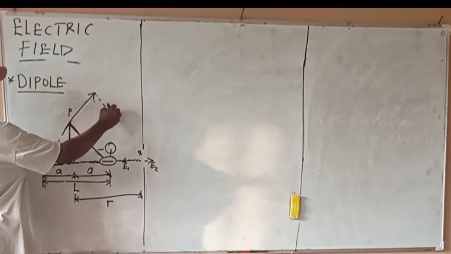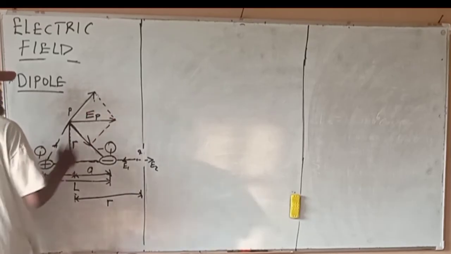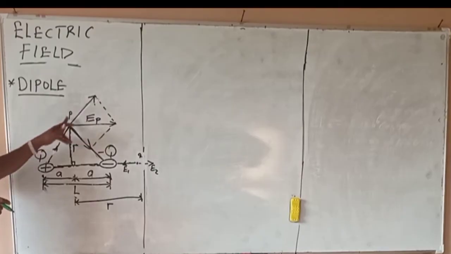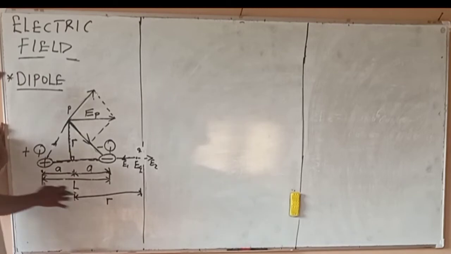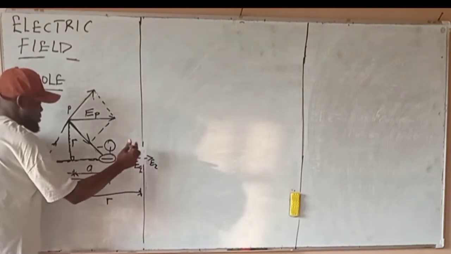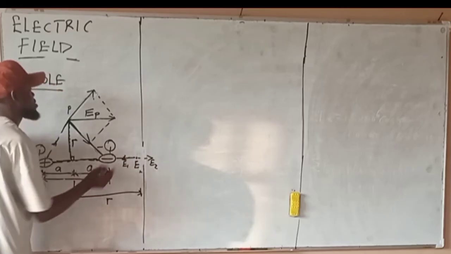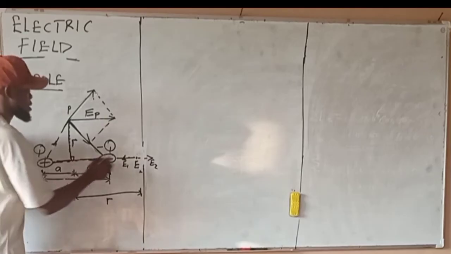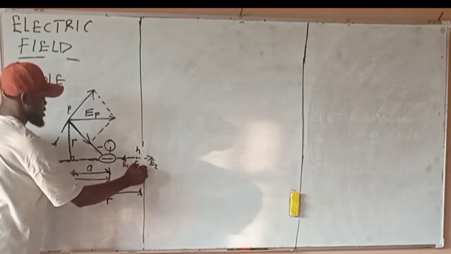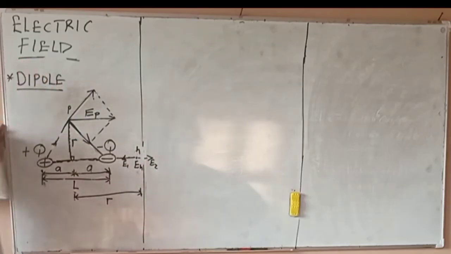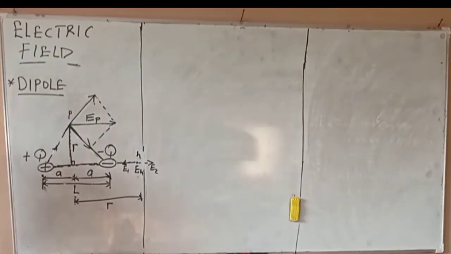So if you complete this as a parallelogram, this is what we are looking for, which is the electric field at point P. We are going to look for the electric field at point P, and also the electric field at point Q. Let me use another point for this. Let me use point K. K is used for the Coulomb constant. Okay, let's use point H. The electric field at point H. We use that as a point.